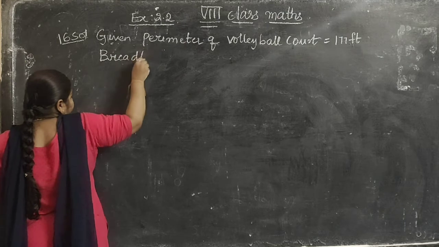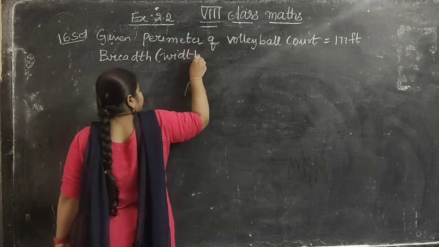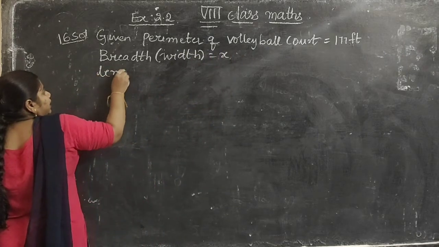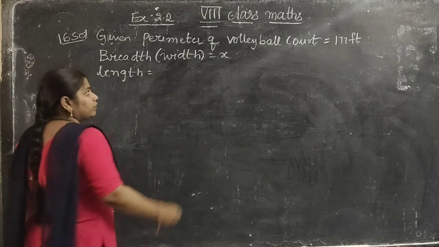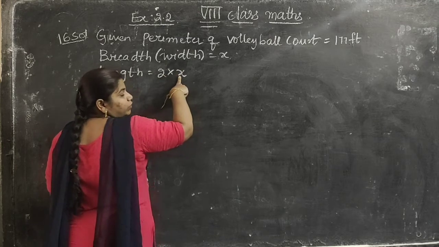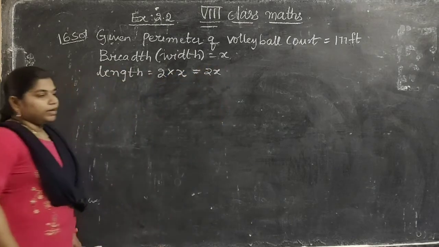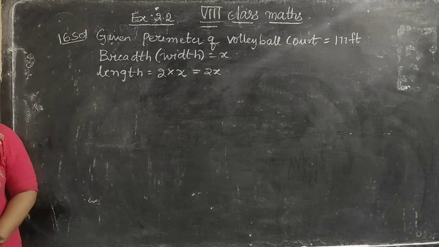Breadth is nothing but the width value. So I am taking it as x, and the length value they told us is twice its width. Twice its width means 2 times the width value. This width value is x, so 2 into x is 2x. Now by using this information we have to find the length value and breadth value.